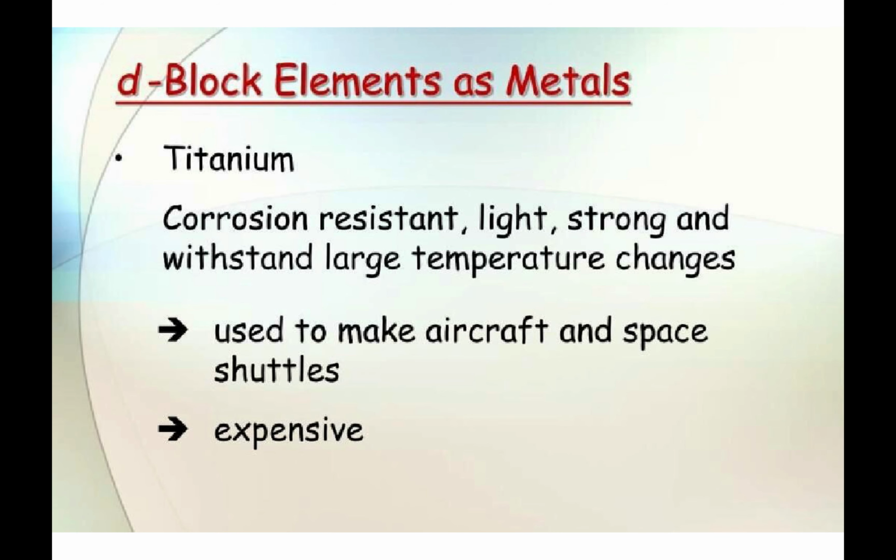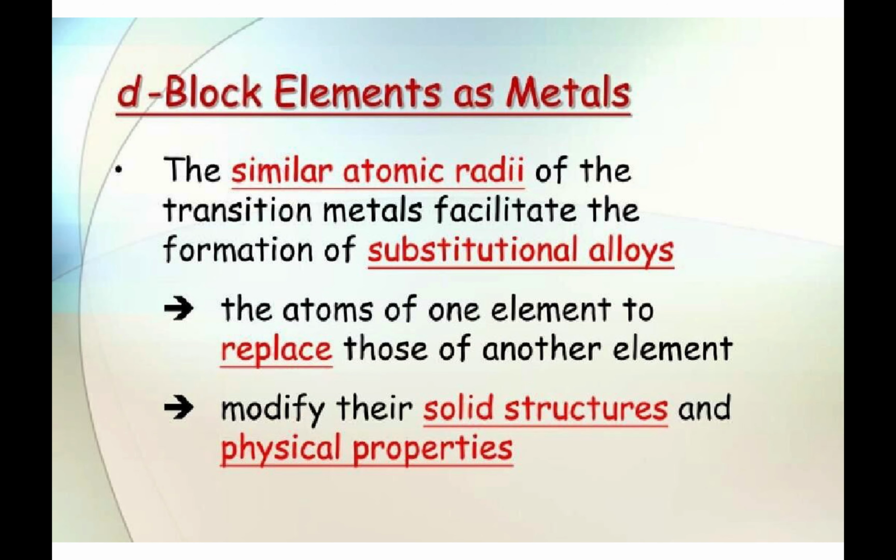And next, titanium is another important element belonging to the D block. Titanium is very light and strong, it is resistant to corrosion, and it can withstand large changes in temperature. That is why aircraft and space shuttles are made using titanium, because when you go up, they can withstand the large temperature changes. So aircraft and space shuttles are mostly made of titanium, but it is expensive. That is the negative side of it.